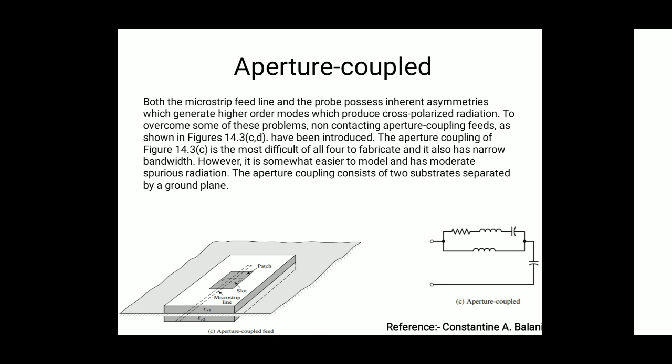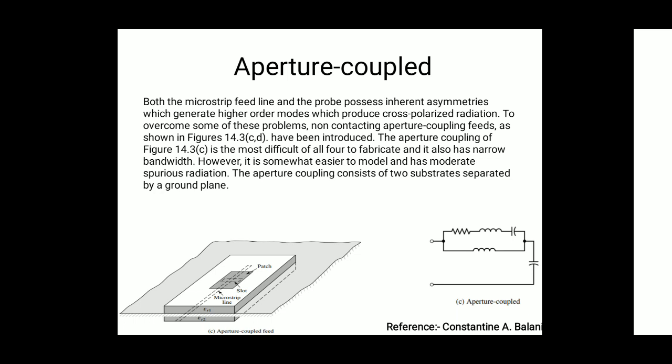Now we discuss the aperture coupling. In the previous two feeding methods, probe feeding or coaxial feeding and microstrip feeding, both are contacting feed lines. Basically, they directly contact the patch antenna. So the aperture coupled feeds are a non-contact feed method. Basically, the power is coupled, not in direct contact.